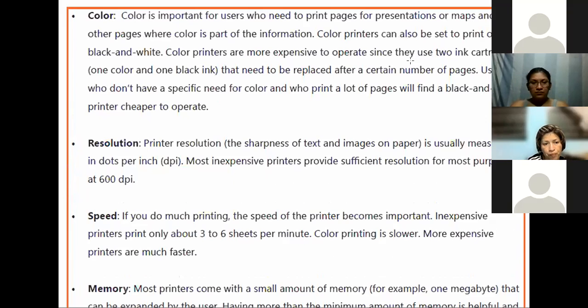Okay, let's read. Look. What does it say here? The prices, they use in cartridges: one color and one black ink that need to be replaced after a certain number of pages. Okay, so this is the reason why color printers are more expensive, right? Because they need two ink cartridges. Two ink cartridges, right? So you have to spend more money, yeah?